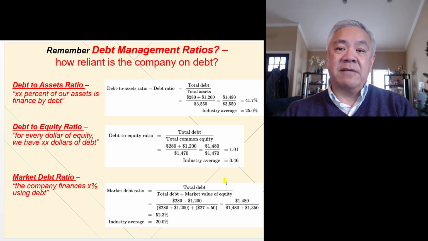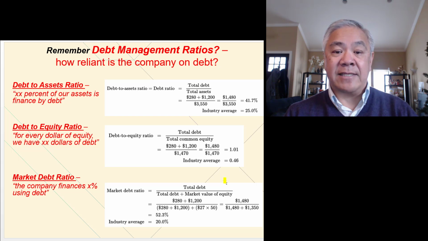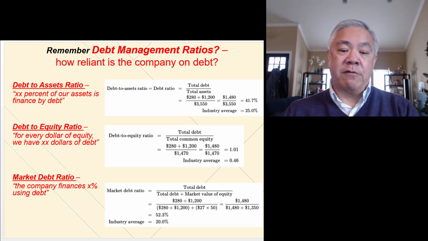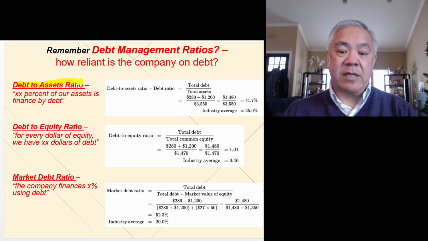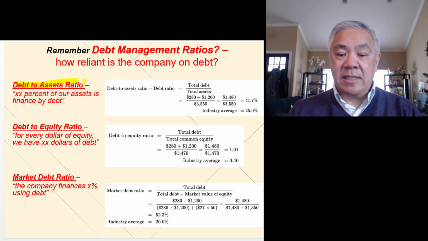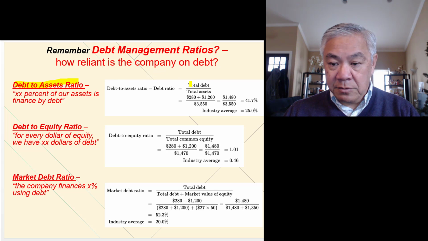The next set of ratios is in a different category. It looks at debt. It looks at how much the company relies on debt for its financing. The first is at the overall level once again, and that is the debt to total assets ratio. And in this particular case, as the name implies, it's total debt divided by total assets.